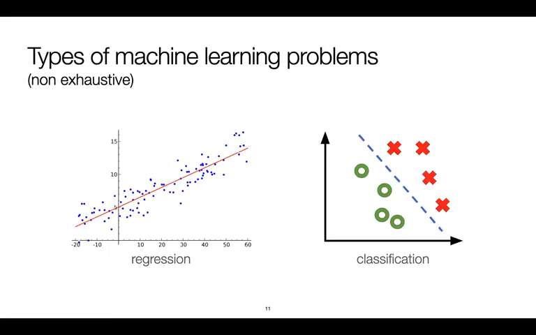There's also another type of machine learning problem that we'll focus on a little bit more, which is classification. In classification, the output that I'm trying to predict is not a real value. It's one of K different things, where K depends on what the problem is. Here's an example of binary classification, where K is just 2. I'm trying to distinguish between these green O's and these red X's. And what I'm trying to do is learn a model that can take in my input and predict: is this a green O or is this a red X?